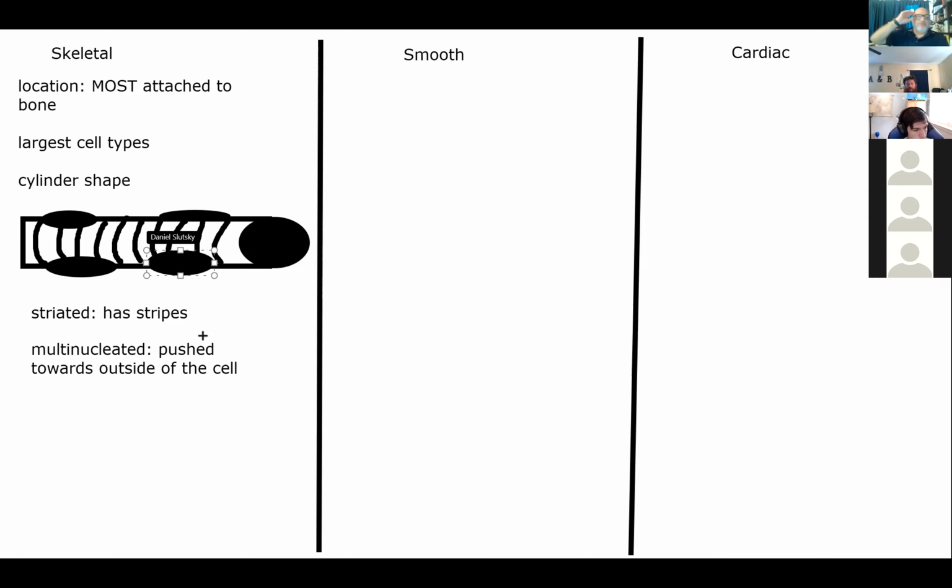Excellent. So striated, multi-nucleated, right? Big cells, cylinder shape. Most of them are attached to muscles. And then remember, when it comes to healing, there are two methods we can use to repair tissue. What were those two methods we could use to repair tissue?